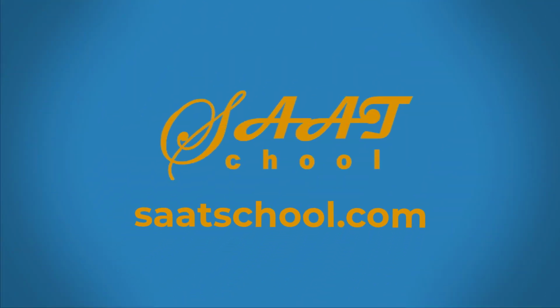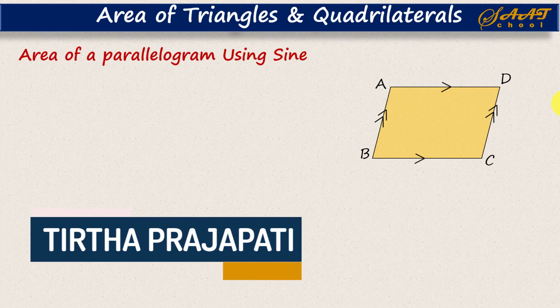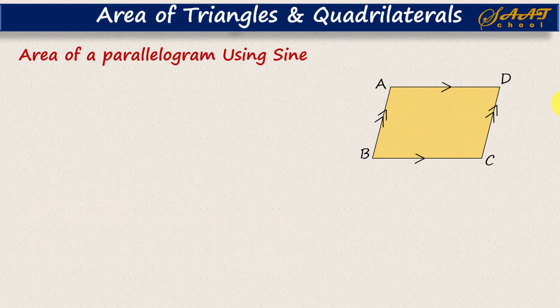Now let's get started. In the last video, we calculated the area of triangles using sine. In this video, we calculate the area of a parallelogram using sine, one of the trigonometric ratios.